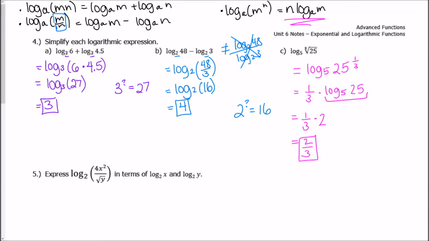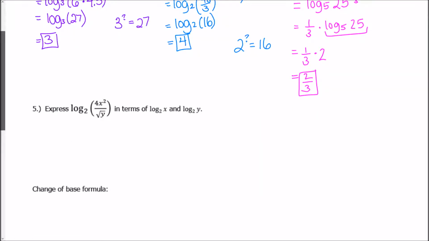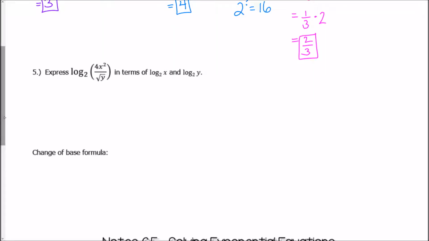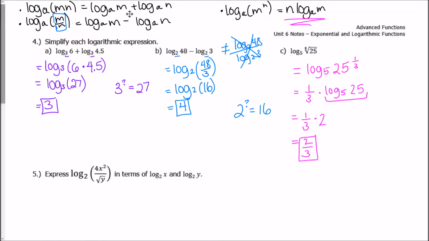Okay? All right, so question number 5 says, express log base 2 of 4x squared over the square root of y in terms of log base 2 of x and log base 2 of y. Okay, and we're going to use all of the properties that we know up here. So the first thing I'm going to do is see, oh, I've got some multiplication here, and I've got some division. So remember with multiplication, it splits up into addition. And with division, it splits up into subtraction.